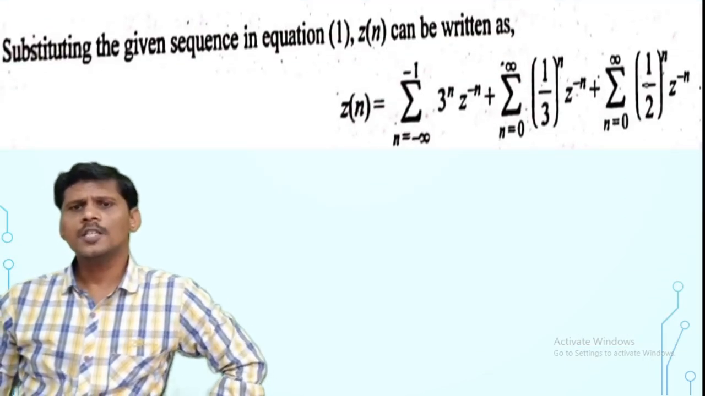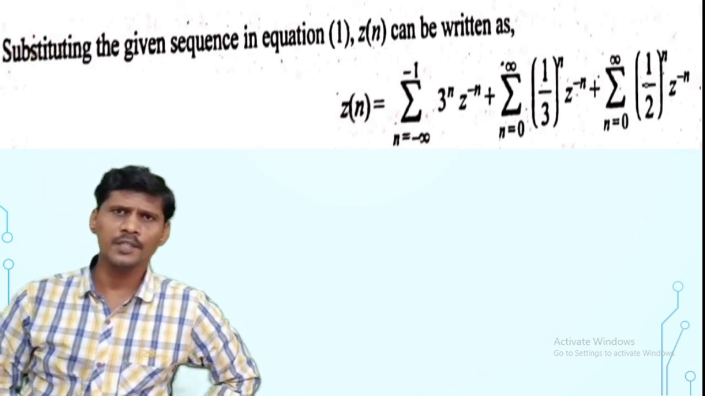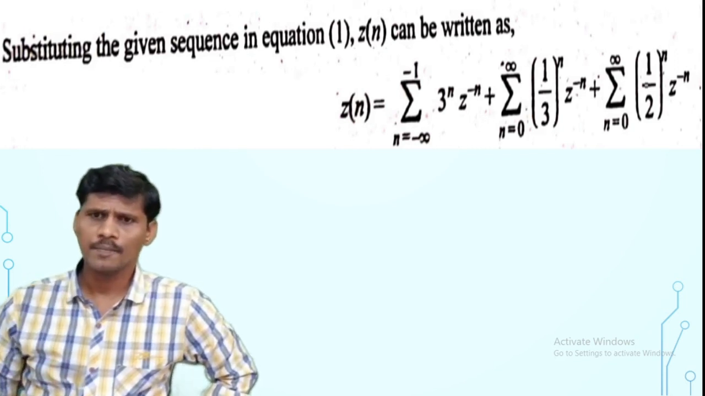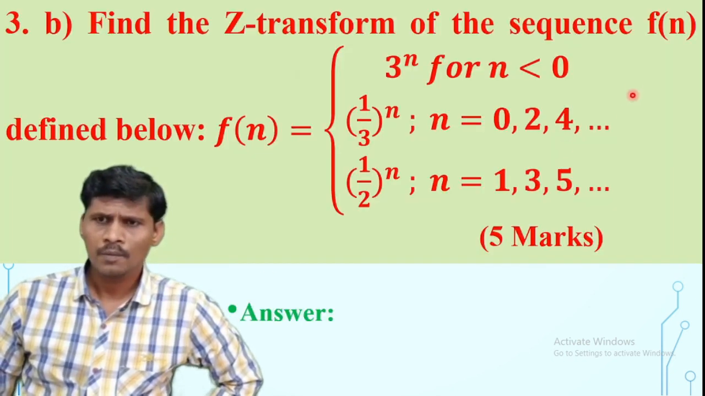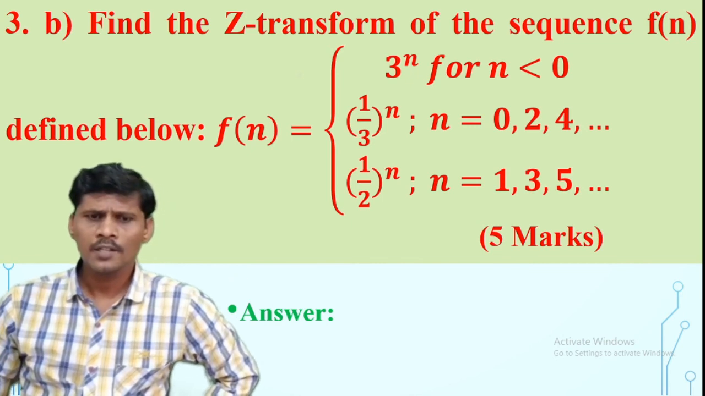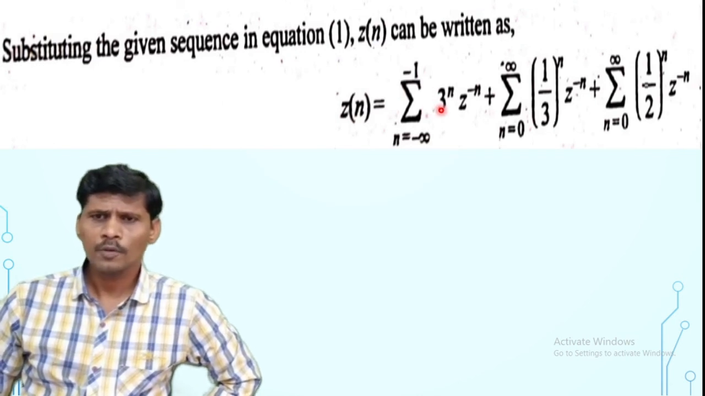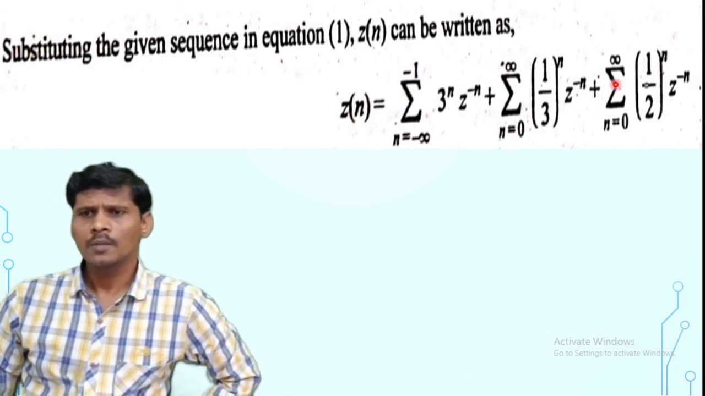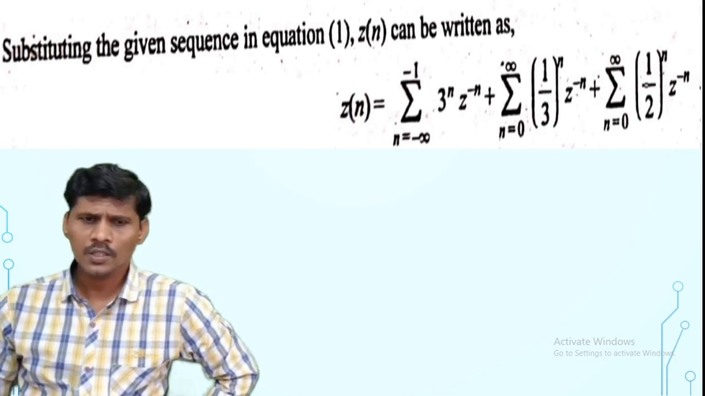So we know that the Z transform of x of n is x of z, that is equal to sigma n is equal to minus infinity to infinity x of n into z power minus n. So what is the first given sequence f of n for n less than 0? N less than 0 means n is equal to minus infinity to minus 1. Now here f of n value is 3 power n into z power minus n. Next, n is equal to 0 to infinity 1 by 3 whole to the power of n z power minus n, plus n is equal to 0 to infinity 1 by 2 whole to the power of n z power minus n.